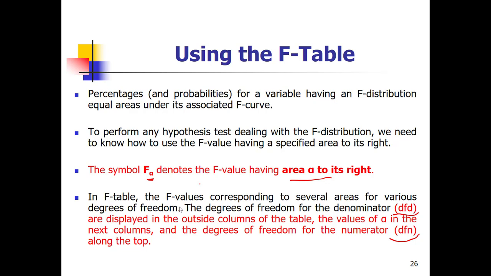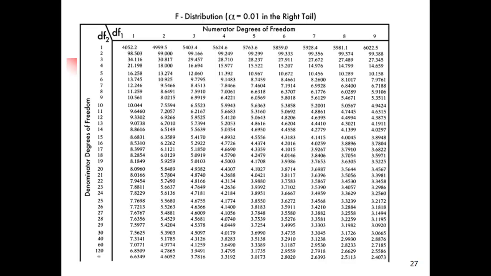So we have many F tables. I'm going to show some of them to you in the next slide, but the most important thing is how to use them. So this is one F table, or F distribution. You can see the first degree of freedom is on this row here, and the second degree of freedom is here. Those values inside the table are all your F values.